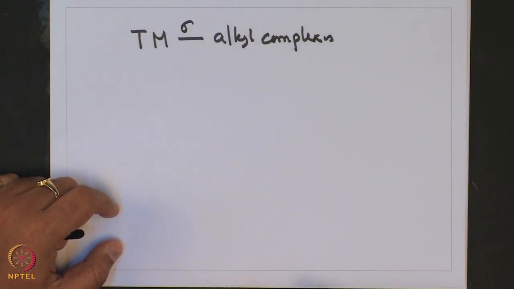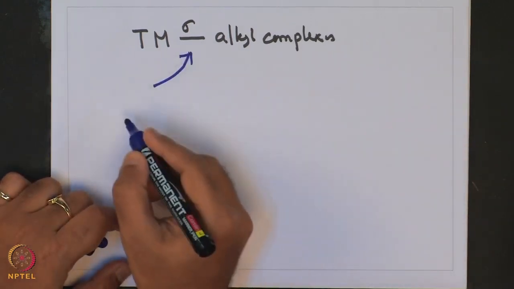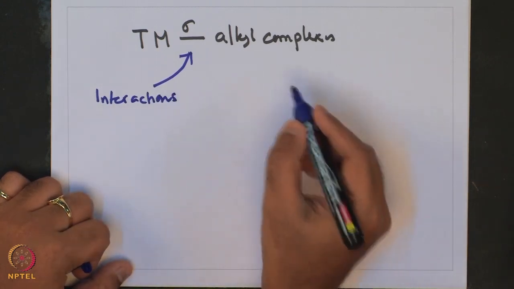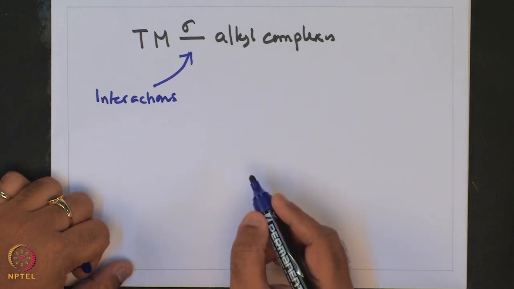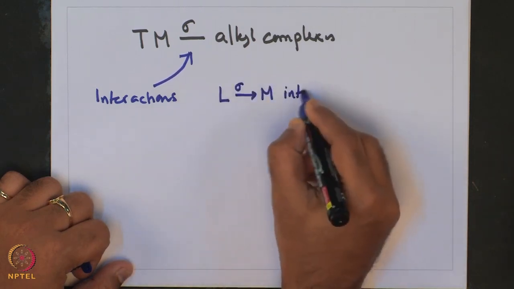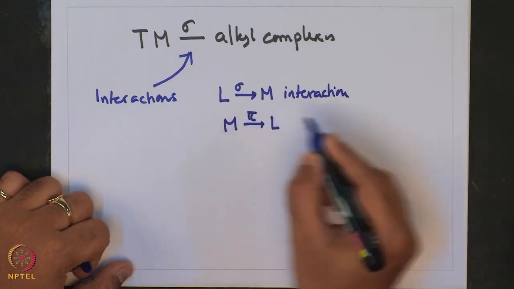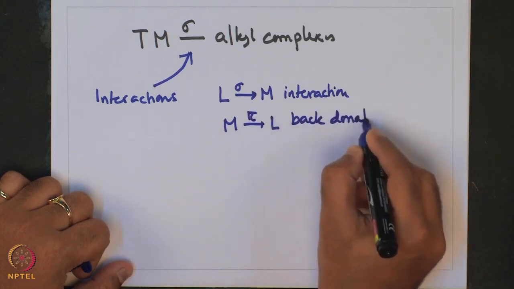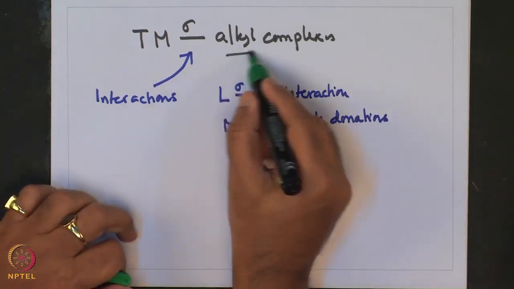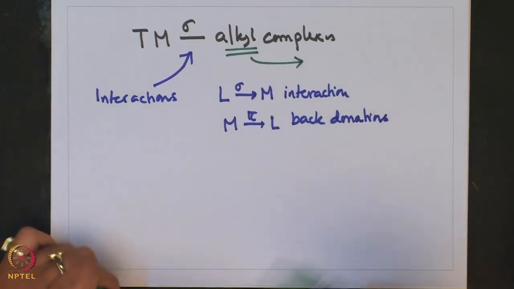Now, we have looked into the kind of interaction that occurs in these types of complexes. Interaction-wise, there are usually two types prevalent for transition metal organometallic complexes: ligand to metal sigma interaction, or metal to ligand pi back donation. Depending on the ligand or variation of the ligand, the extent of these interactions changes.